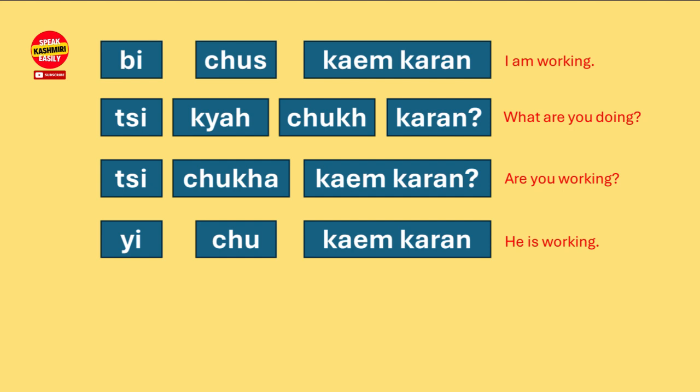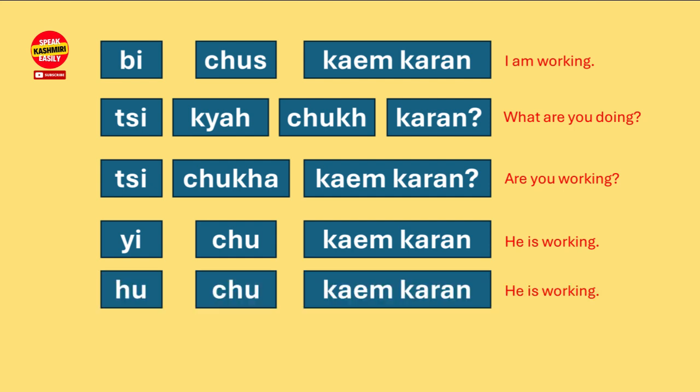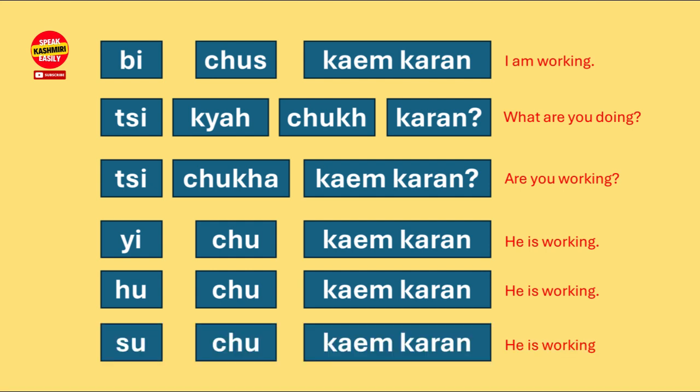In case the person is within your line of sight but not very close to you, we say Hu chu kam karan in Kashmiri. He is working. And when the third person is not visible or very far away from the place where the speech is being delivered, we use the word su. Suchu kam karan.